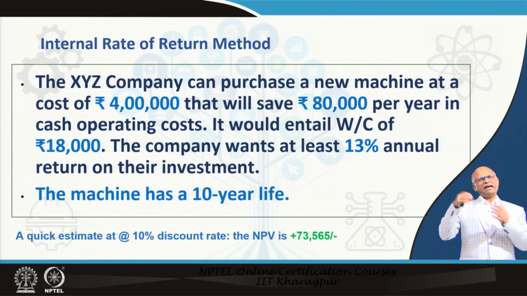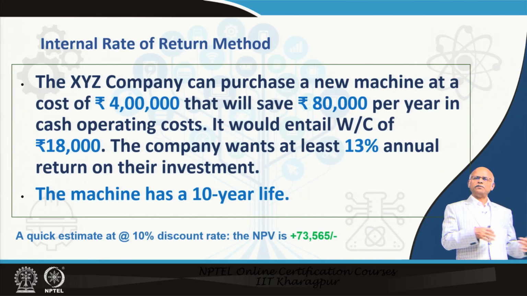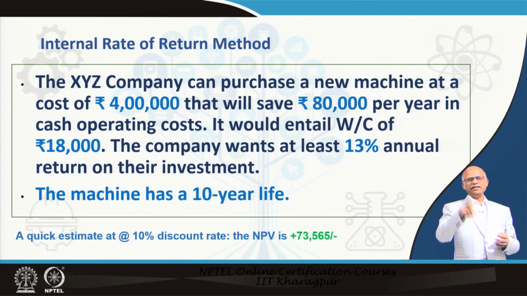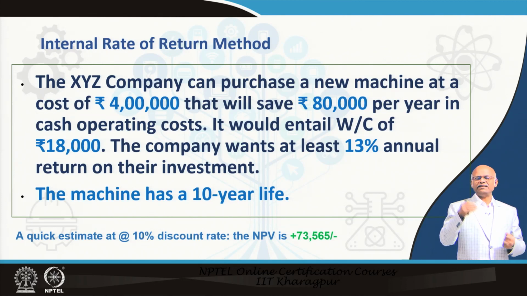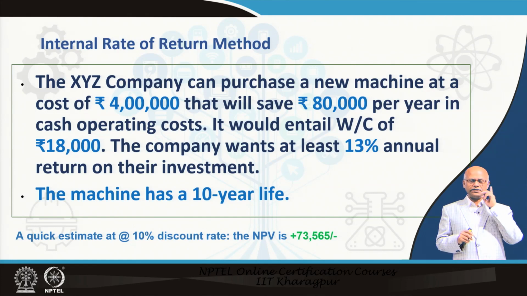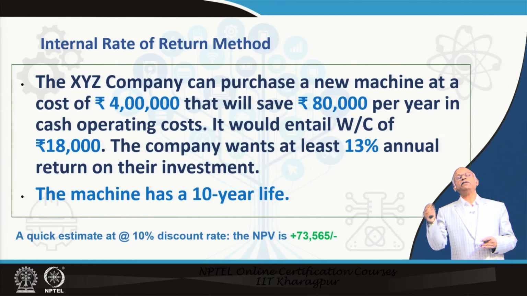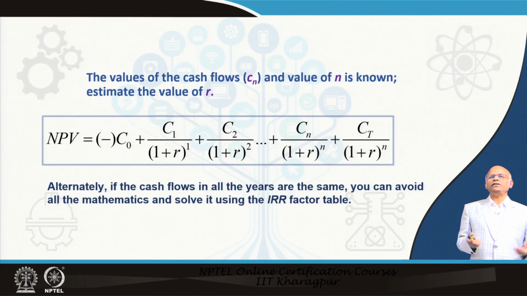Now, just for starting, suppose you are using the formula, the trial and error process, then you have to start from somewhere. If you start at 10%, you see the net present value is 73,565. Since it is quite a large value and it is positive, you can guess that the actual internal rate of return will be far more than 10%. So, the next trial may be at 15%. You will find that it is not 73,000, it will be a much smaller figure, it may even be a small negative. So, it will be closer to 15%, depending on the absolute value.